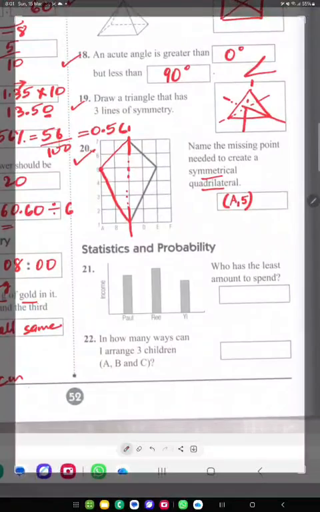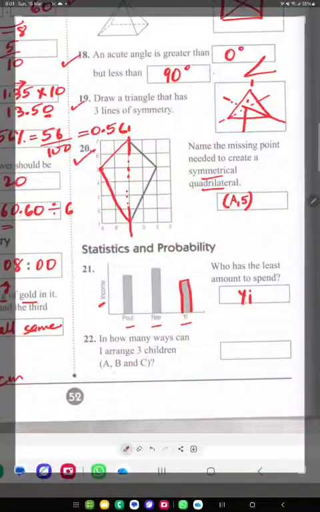Who has the least amount to spend? So this is income. So Paul, his bar is smallest, so he has the least amount to pay. So the answer is Paul.